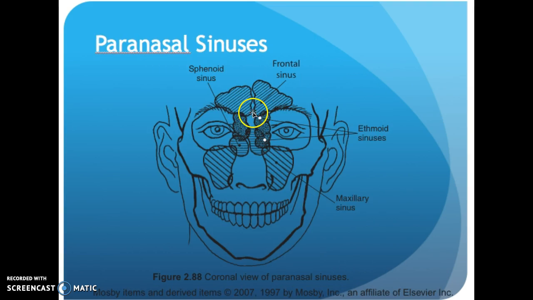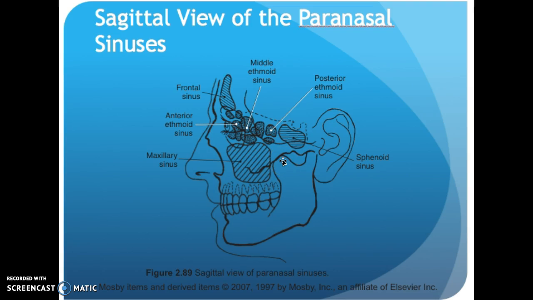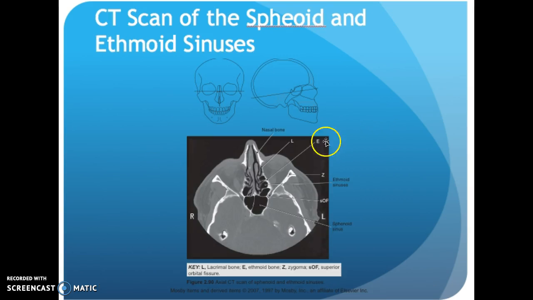Sinuses. Frontal. We've got the sphenoid in the back. You've got your ethmoids and your maxillary. And great sagittal view. Here's your frontal. Here's your anterior, middle, and posterior ethmoid sinuses. And you have your sphenoid there in the back. And of course your maxillary. So you've got your nasal bones, your lacrimal bone, your ethmoid sinuses with your sphenoid sinus.